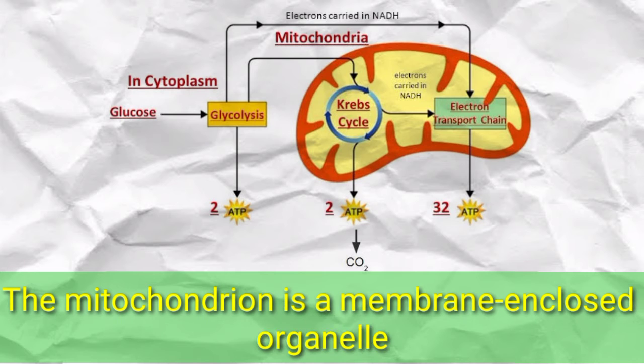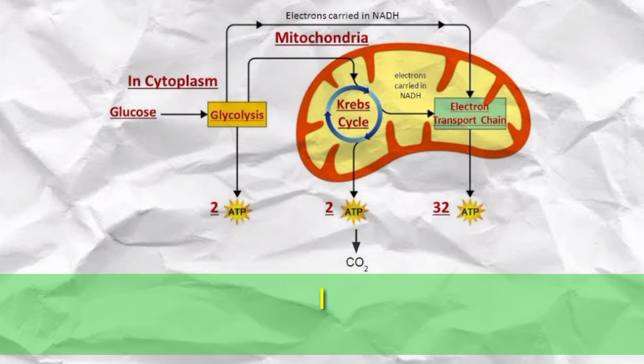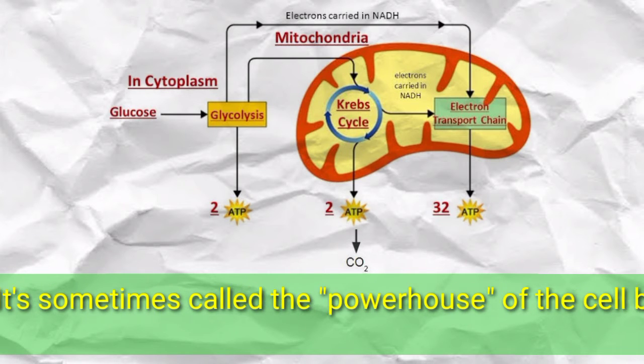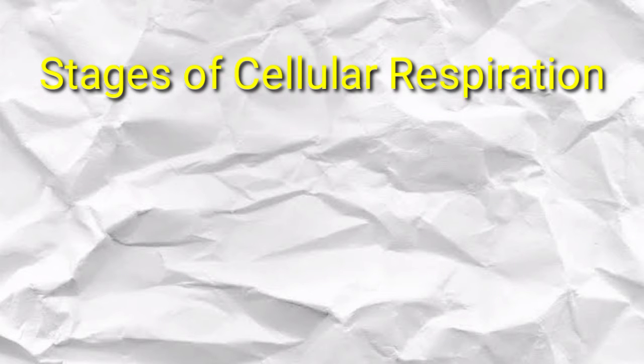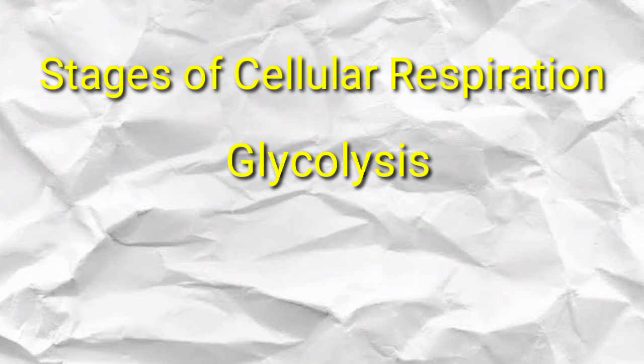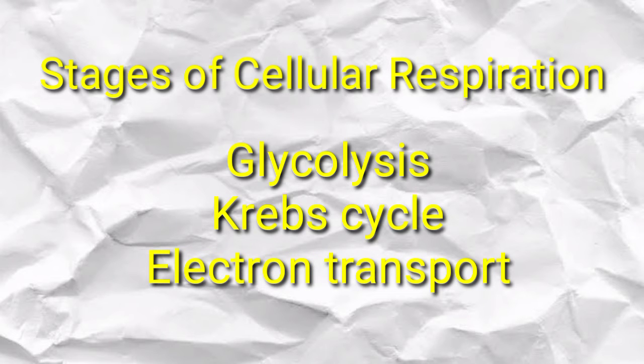The mitochondrion is a membrane-enclosed organelle in the cytoplasm. It's sometimes called the powerhouse of the cell because of its role in cellular respiration. Stages of cellular respiration: glycolysis, Krebs cycle, electron transport.